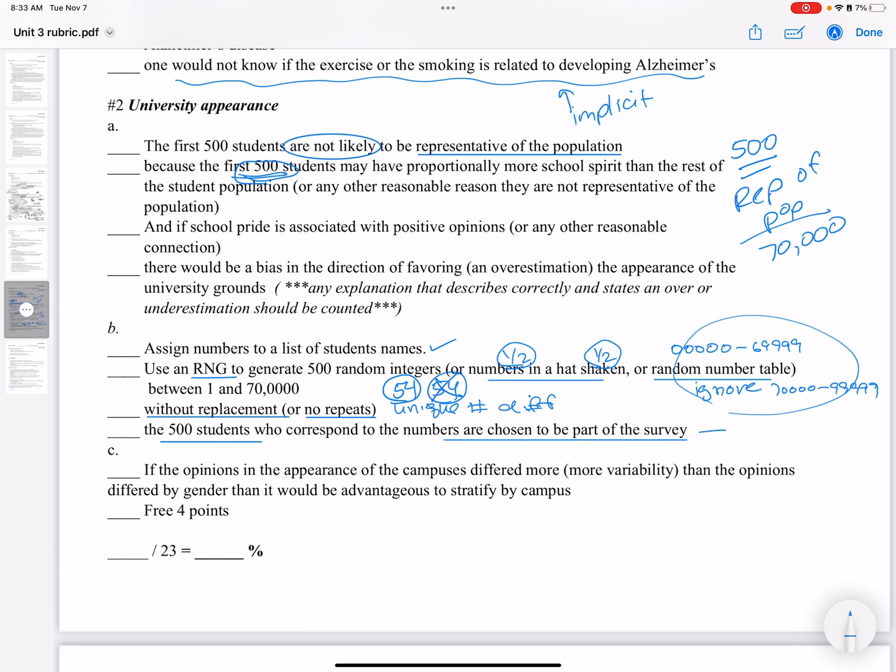This does not have to be said explicitly. It just needs to be implied, when reading their answer, that you understand 500 people are chosen, and those are the people that are going to be part of your study.